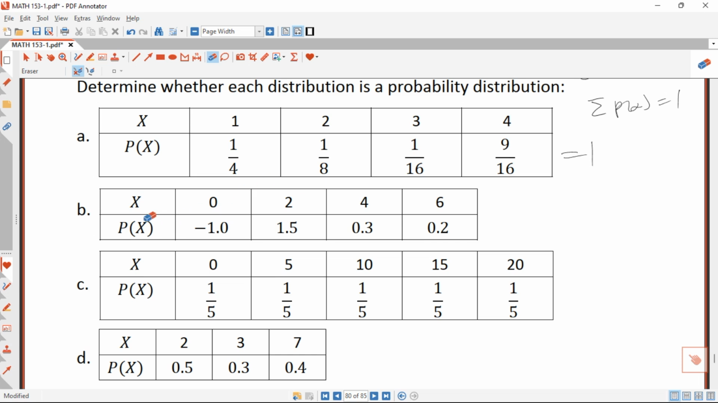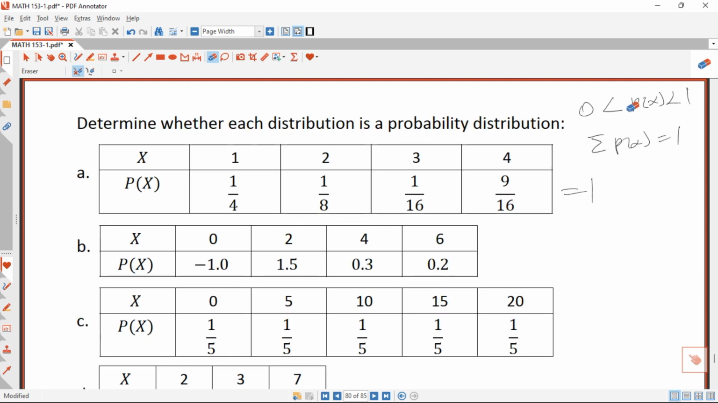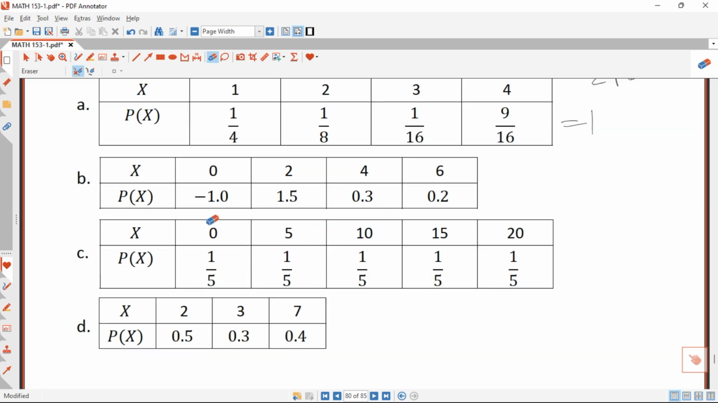For the B, you could see clearly that the probability that our x is equal to 0, we are having negative 1.0. Right? Since you are having negative 1.0, this is not a probability distribution, because for a probability distribution, the individual probabilities must lie between 0 and 1, and this one is negative. It doesn't lie between 0 and 1. So this one, the B, is not a discrete probability distribution, right? So let's continue to the C.